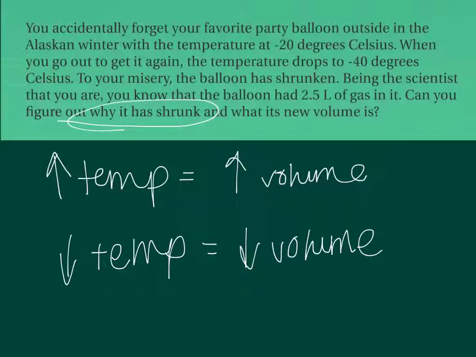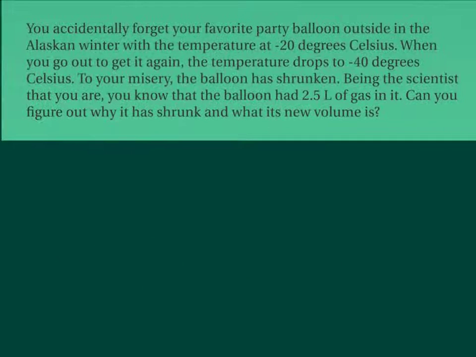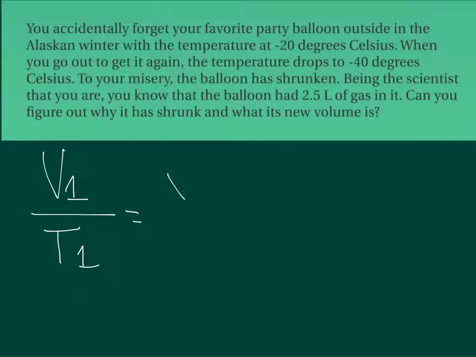But we want to know what this new volume is because we're great scientists. So in order to do that, we're going to have to use Charles' law. To find the new volume, we need to plug it into this equation, which is known as Charles' law: V1 over temperature 1 equals V2 over T2. Now, V1 stands for the original volume, and T1 stands for the original temperature. Your new volume would be represented as V2, and your new temperature would be T2.